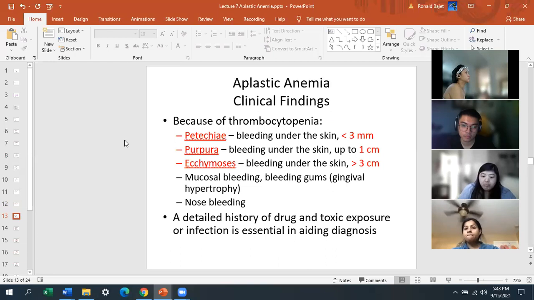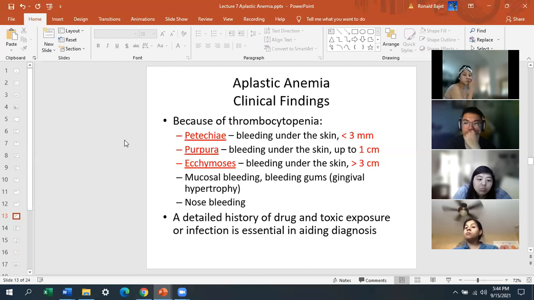Thrombocytopenia. Okay. Very, very low, decreased platelet count. That can be manifested several ways, but the 3 main ones are petechia, purpura, and ecchymosis. Petechia, you will be asked this. You can see that it's red. You will be asked this. Petechia is bleeding under the skin, and the size is less than 3 millimeters. Purpura is purple, and the size would be up to 1 centimeter. And then larger is ecchymosis, where you got bruising underneath the skin, and that's greater than 3 centimeters. So less than 3 millimeters, 1 centimeter, and greater than 3 centimeters.